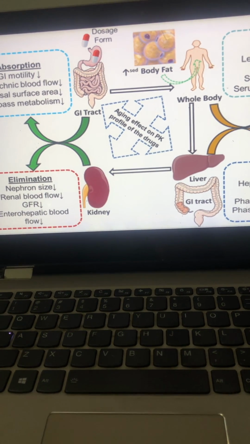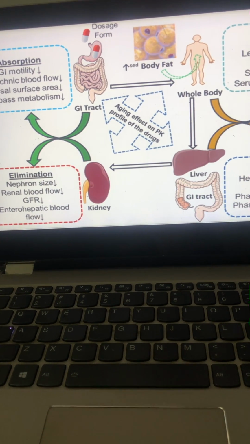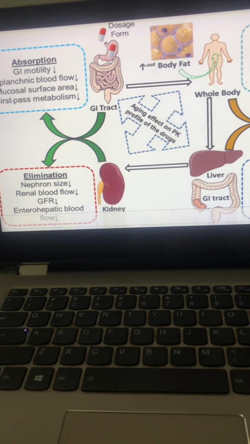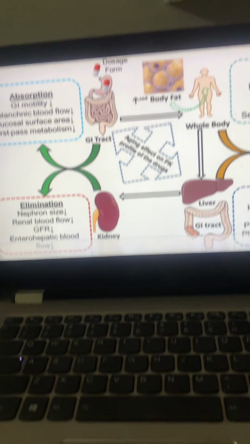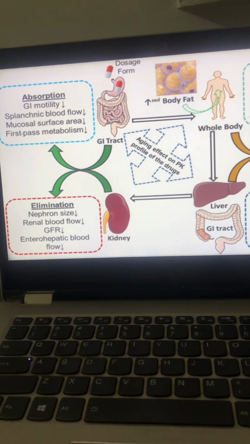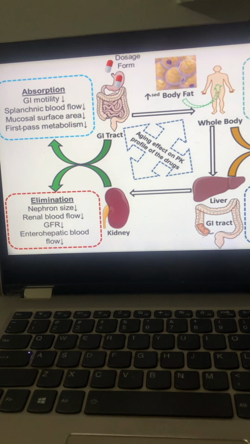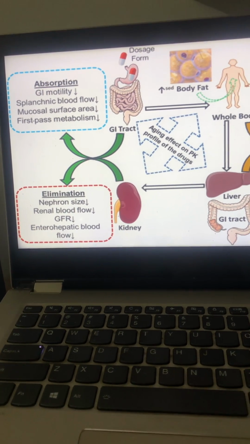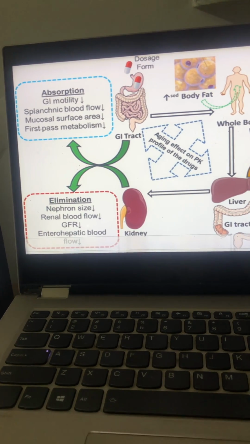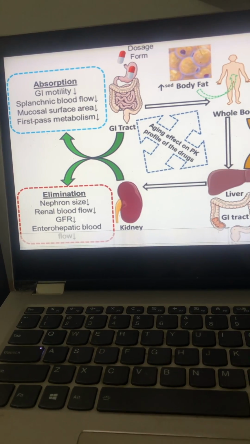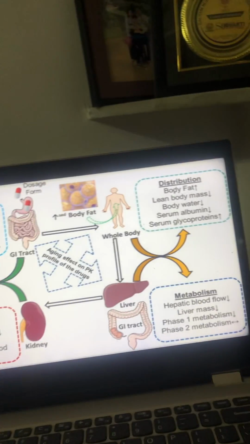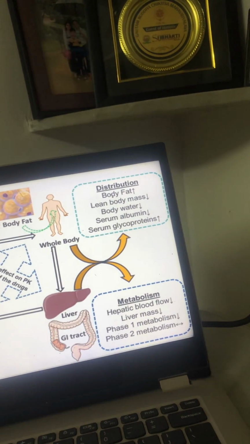And distribution, body fat decreases, lean body mass, body water, serum albumin, all are decreasing. Serum glycoprotein is rising. Then metabolism, hepatic blood flow decreases, liver mass decreases, phase 1 metabolism decreases. And in elimination, nephron size, renal blood flow, and GFR decrease. So pharmacokinetic changes include reduction in renal and hepatic clearance and increase in volume of distribution of lipid-soluble drugs. There's increased sensitivity to anticoagulants, cardiovascular and psychotropic drugs, and bioavailability of drugs undergoing first-pass metabolism, such as propranolol and labetalol, is increased.